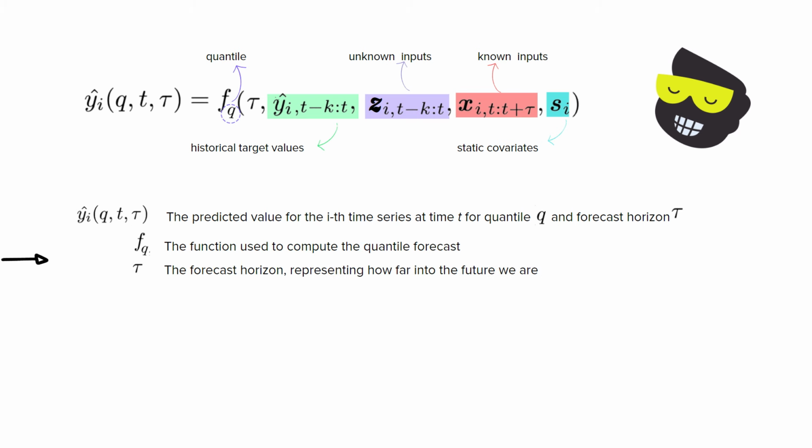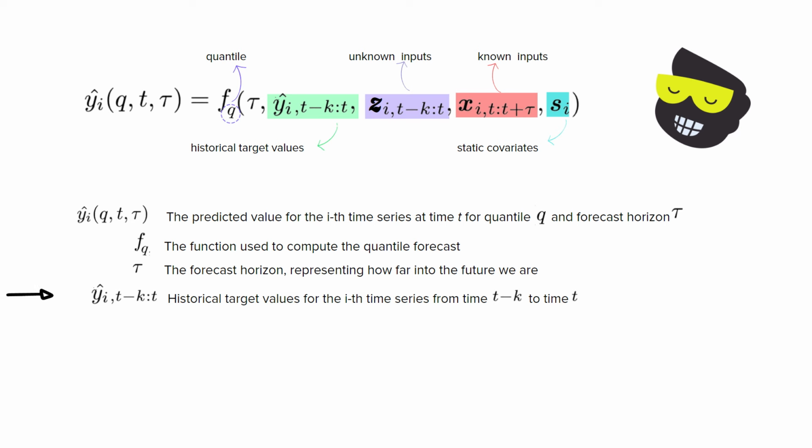Then we have the f of q. First, the function used to compute the quantile forecast, and this function takes several inputs to generate the prediction. The first one would be tau, the forecast horizon, representing how far into the future we are predicting. Then we have y_i, the historical target values for the ith time series, and this represents the past observations of the target variable.